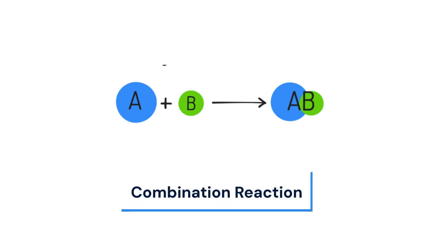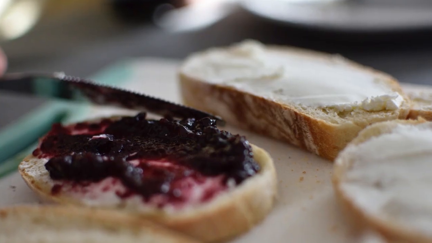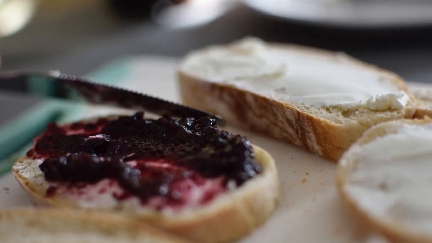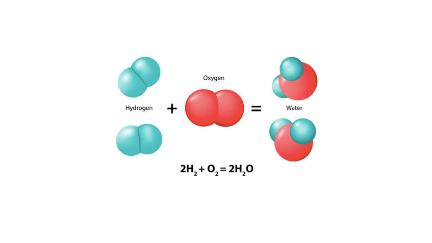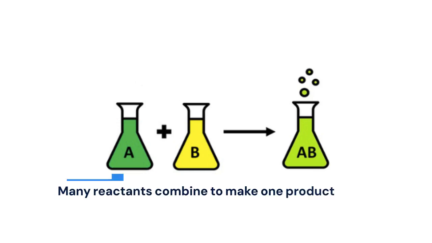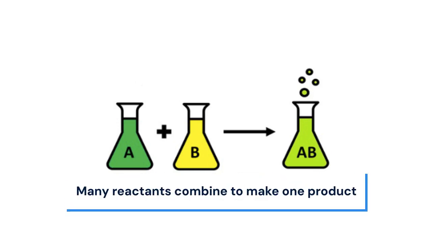A combination reaction, also called a synthesis reaction, is when 2 or more substances come together to form a single product. Think of it like making a sandwich. Bread plus butter plus jam gives you one delicious sandwich. In chemistry, a good example is when hydrogen reacts with oxygen to form water. Many reactants combine to make one product.